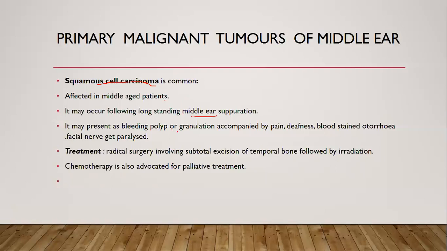It may present as a bleeding polyp or granulation accompanied by pain, deafness, blood-stained otorrhea, and facial nerve paralysis. These are the clinical features the patient will manifest in case of malignant tumors of the middle ear. Treatment will be radical surgery involving subtotal excision of the temporal bone followed by irradiation. Then chemotherapy can also be advised to get a palliative effect.